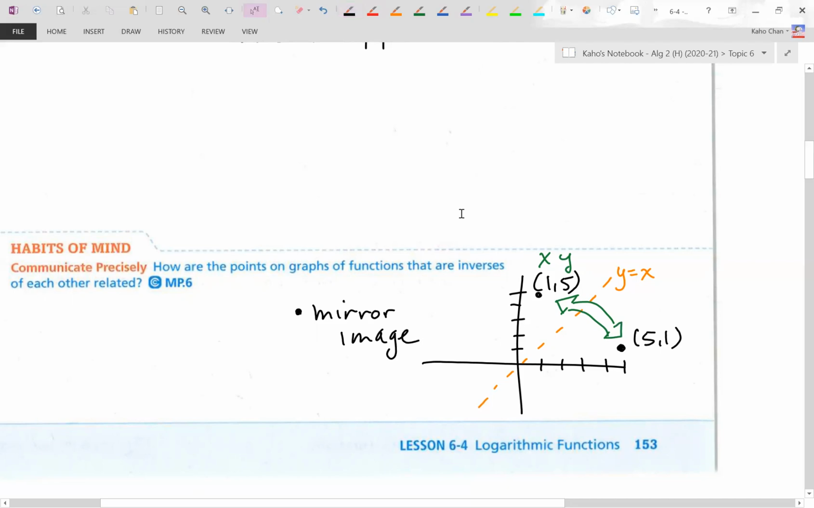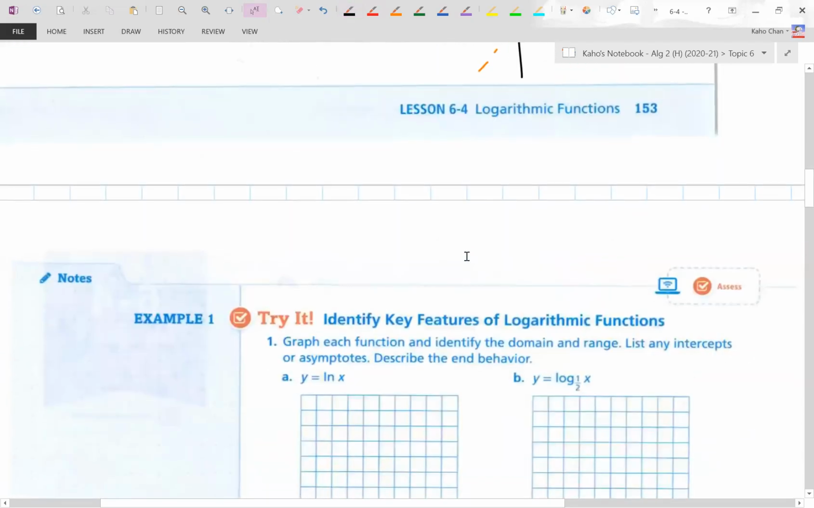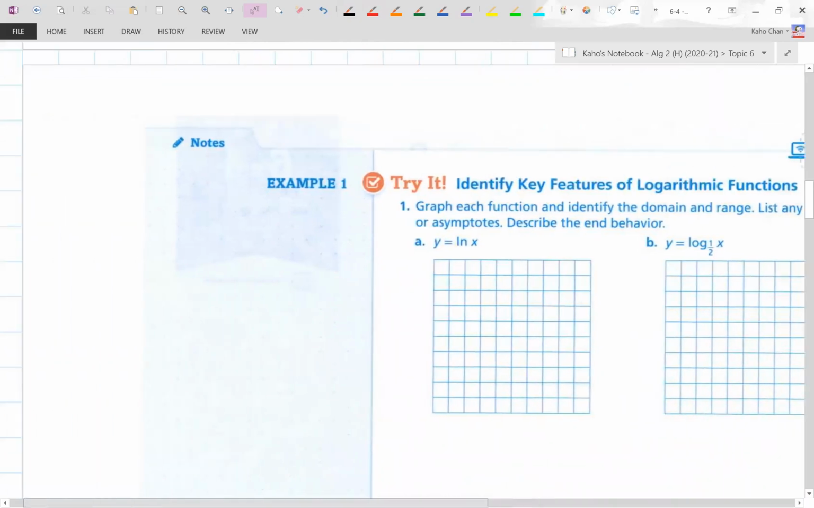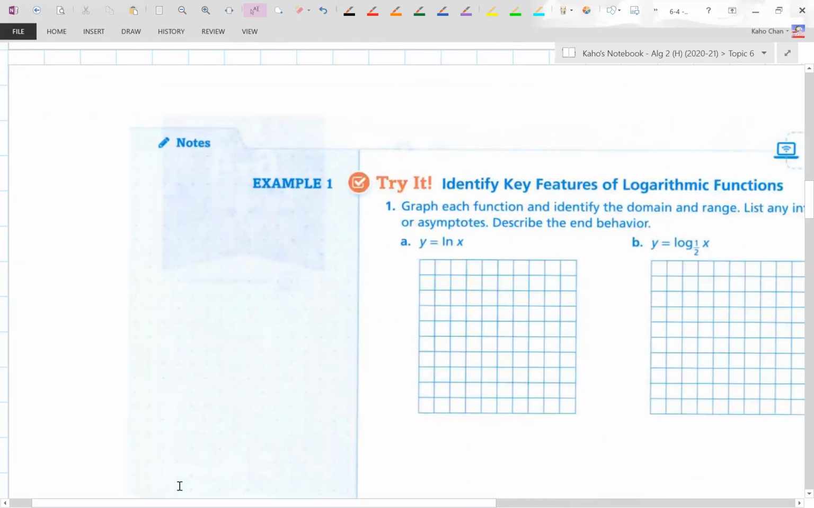All right, let's jump to the next page. Let me know if you have any questions throughout this lecture. A lot of things going on here. We just introduced the idea of logarithms last section, 6-3. I want to remind you, when you're converting between exponential to logarithmic, this is what we have: b to the y equals x is equal to log base b of x equals y.